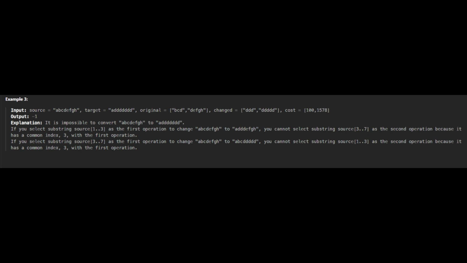But here's the problem. If we apply BCD first, indices 1 to 3, then DEFGH, indices 3 to 7, overlaps at index 3, which is not allowed. If we apply DEFGH first, then BCD still overlaps at index 3, again not allowed. Since both choices overlap, there is no valid sequence of operations. So the answer is -1.